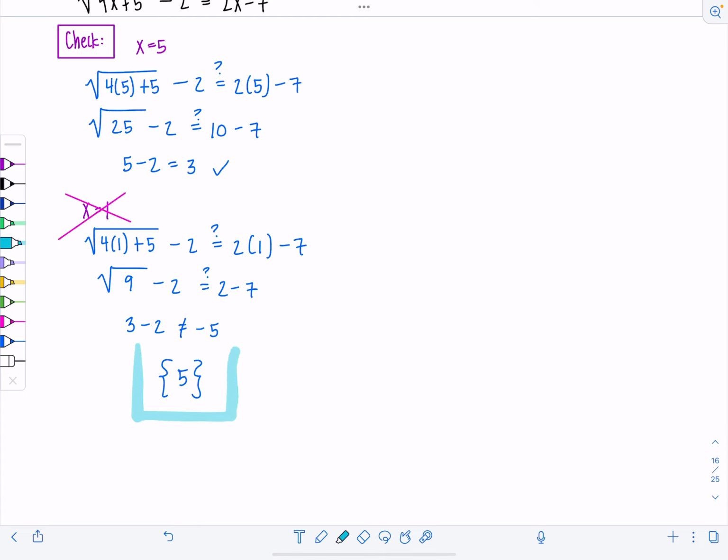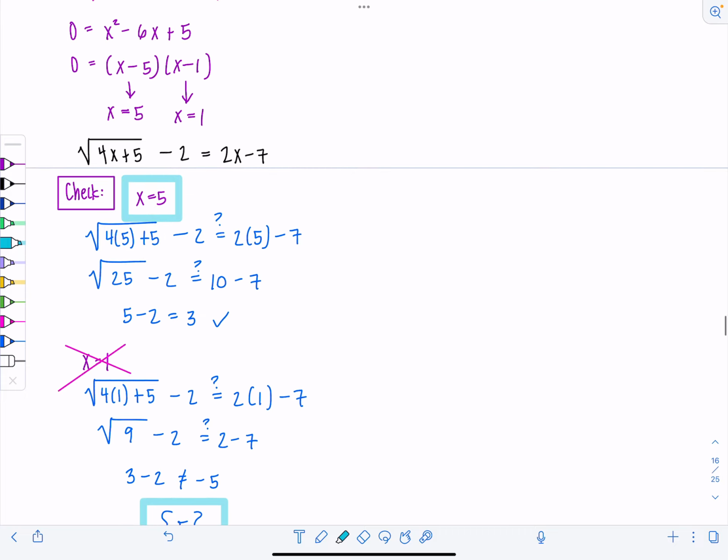That's the only one that checked out. Okay, and it's not your fault. There's no way around it. It's just part of what happens when you square both sides of an equation. You essentially lose information because you're squaring both sides. So you're losing some information about if things were positive or negative to begin with. So you just got to check it. Okay, it's not the end of the world.